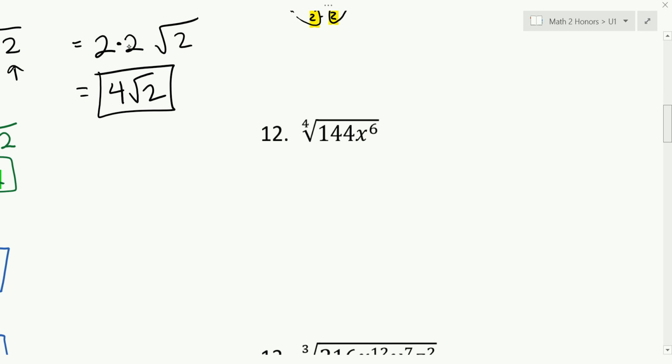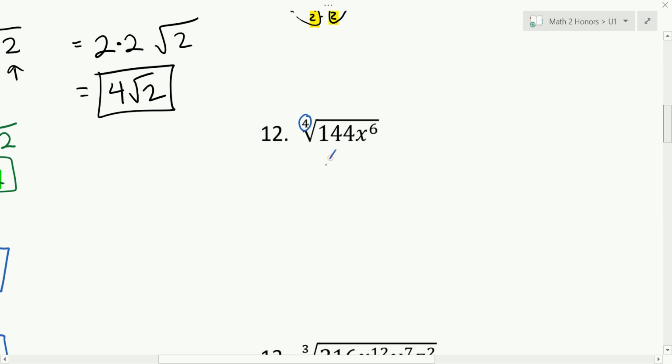4th root, yeah. You have 2 3's, right? So 3 times 3. Yeah. Okay, so this one, you have the index is 4, so pay attention to that. So when you circle things, you're circling 4 of a kind, not 2 of a kind.